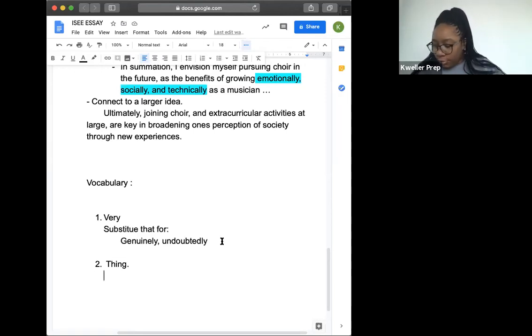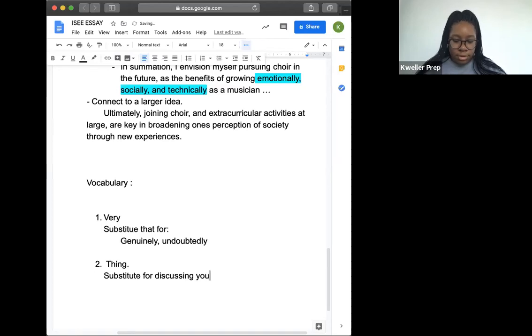So most likely, just discuss the subject that you're trying to refer to. If someone says that thing is really cool and what they're talking about is that book, you say that book is really cool instead.